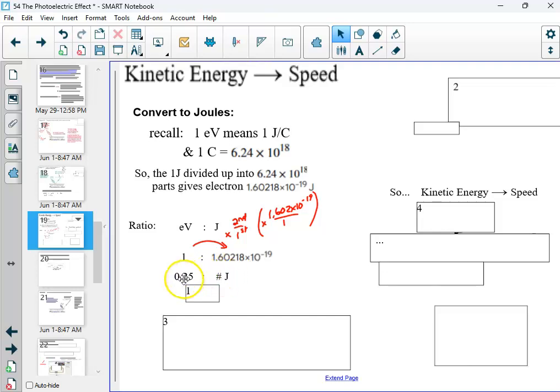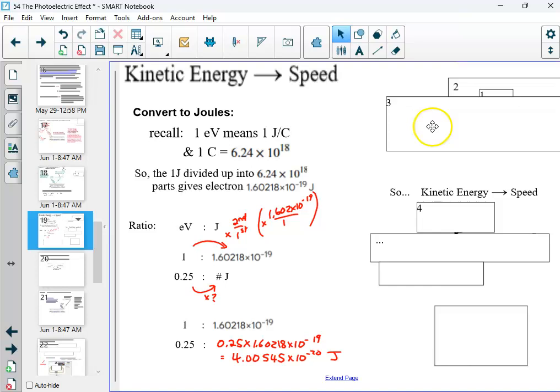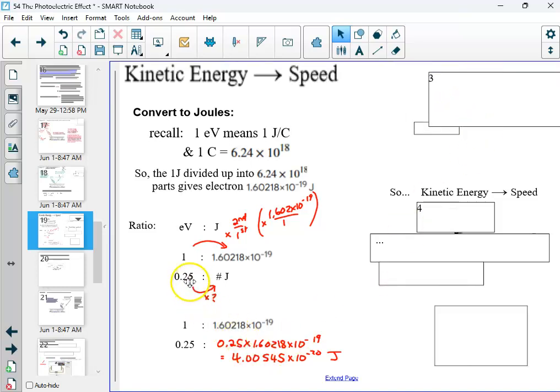And so then you say, well, 0.25 electron volts corresponds to how many joules? Of course, you have to look on this side. You want to know what to multiply by to get the answer, so you look here to see what the multiple is. And it's always just second divided by first. All right, so you do that multiplication, 0.25 times 1.602 times 10 to the negative 19, and you get 4.00 times 10 to the negative 20, and that's the amount of joules.